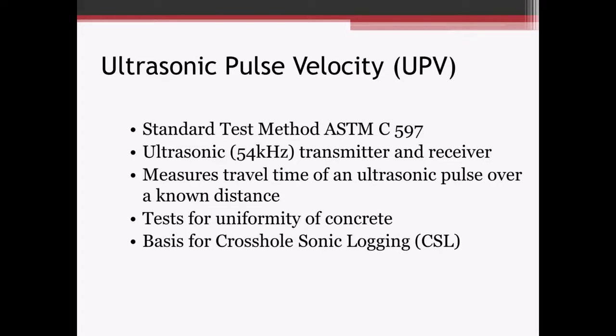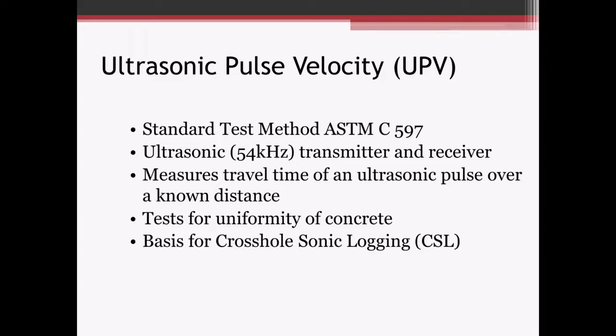So the first method we'll talk about is ultrasonic pulse velocity. It's been around for many years. It's a standardized test method, ASTM C597. It's ultrasonic, typically a 54 kilohertz transmitter and receiver, although it can be anywhere from 20 kilohertz up to 100 kilohertz. But 54 kilohertz is certainly the most common.